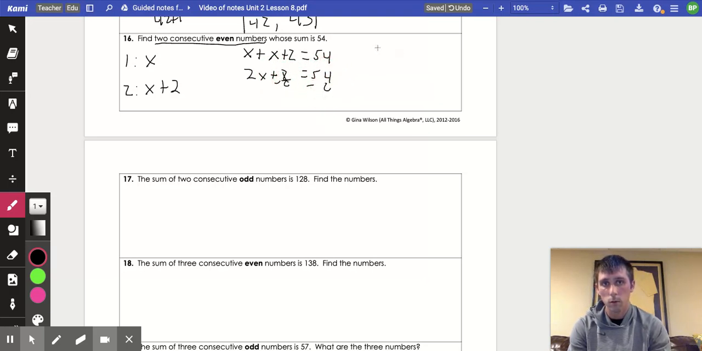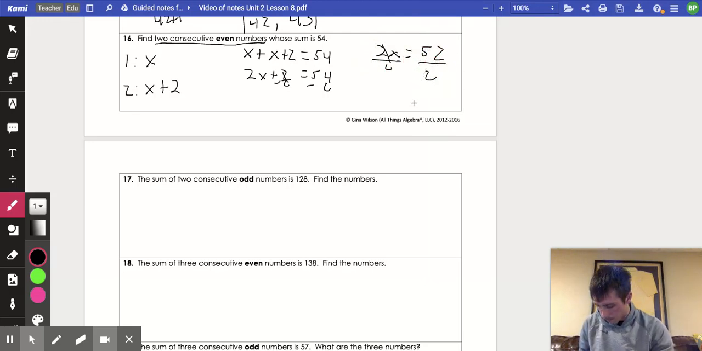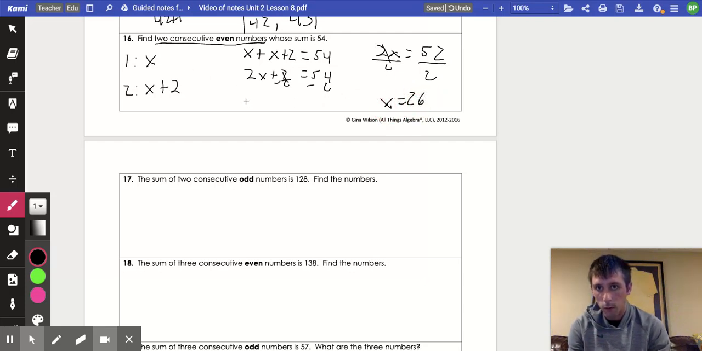Subtract 2. 2x equals 52. Divide by 2, and you get 26. So x equals 26. So x is the first number, so 26. So then how do you find the second one? 26 plus 2, which is 28. And there's your answer.